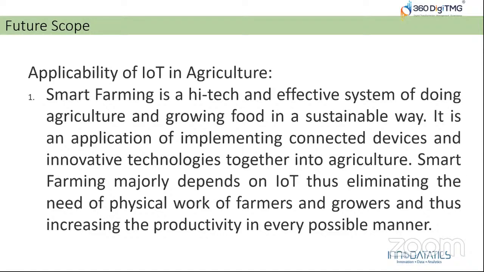Coming to the future scope, it's nothing but with respect to the IoT concept that we have. In short, it's smart farming along with IoT. Smart farming is a high-tech and effective system of doing agriculture and growing food in a sustainable way. It is an application of implementing connected devices and innovative technologies together into agriculture. Smart farming majorly depends on IoT, thus eliminating the need for physical work of farmers and growers and increasing productivity in every possible manner.